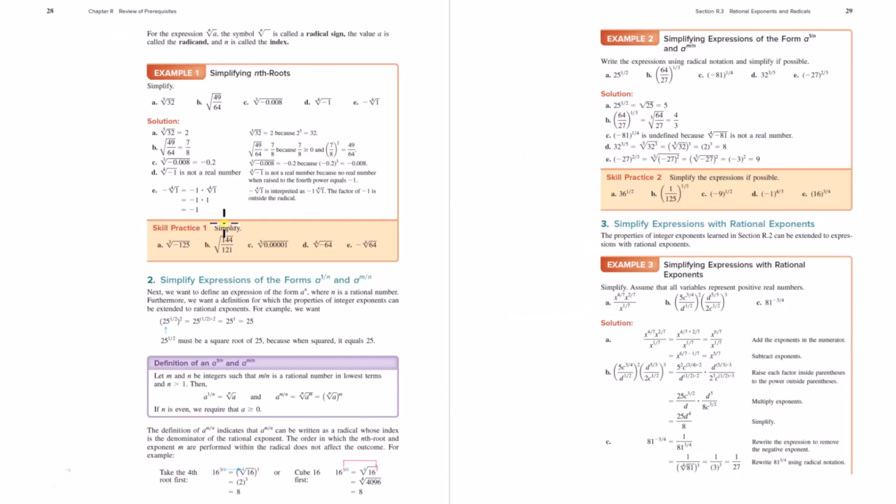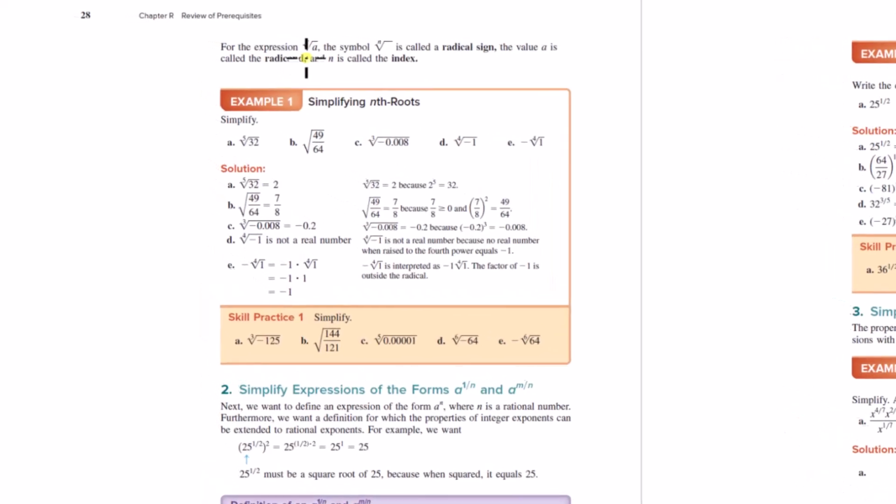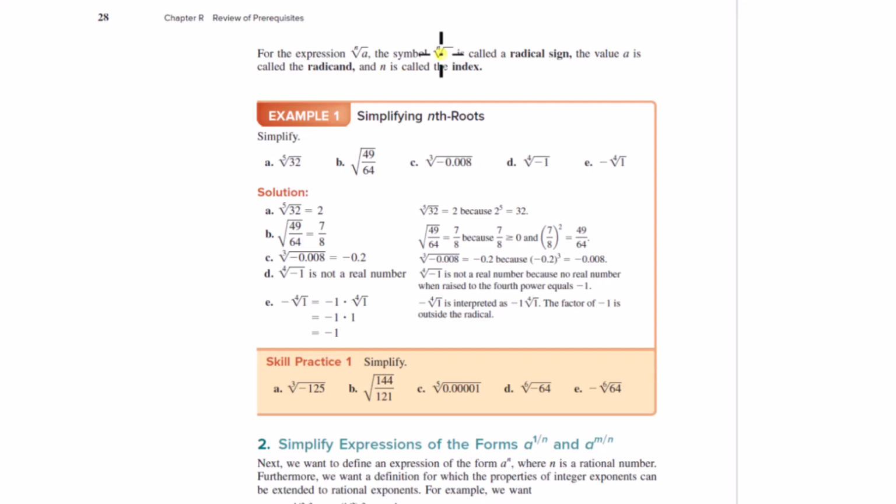Okay, so now some notation here. The radical symbol, the principal nth root of a. You have the radical sign, the radical symbol with the n, the nth root. The n value is called the index, and what's inside the radical is called the radicand or the argument. Okay, so here's the radical symbol, here's the radicand or the argument, and n is the index. And this is the principal nth root.